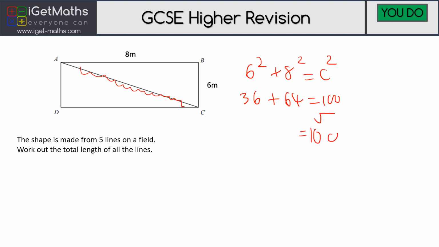Actually, sorry, it's not 10 centimeters, it's 10 meters. So now you've got 10 meters for that diagonal. You know that this AD length is parallel to the BC length, so that's 6. You also know A to B is 8, and that's parallel to D to C, so that's 8 as well. And if you want to work out the total length, you've got 8 plus 8 plus 6 plus 6 plus 10, which if we add that up, you've got 10 plus 6, which is 16, plus another 6 is 22, plus 8 is 30, plus 8 is 38 meters in total.